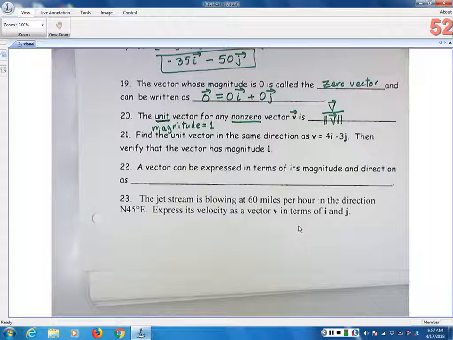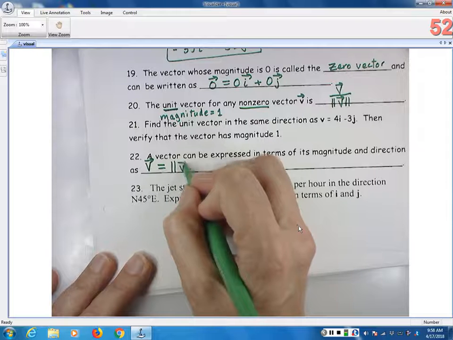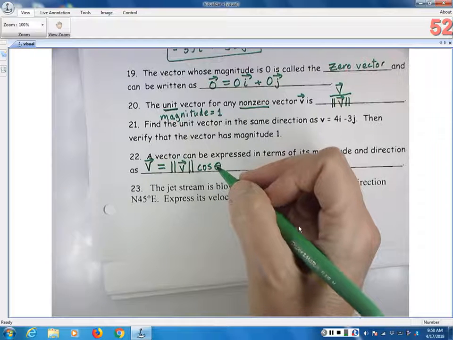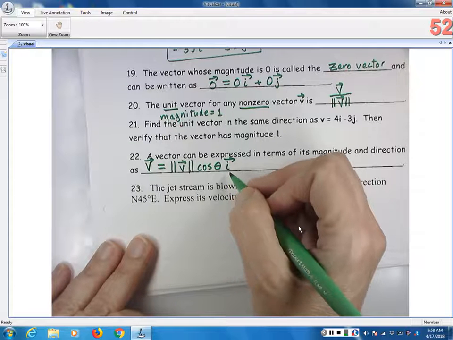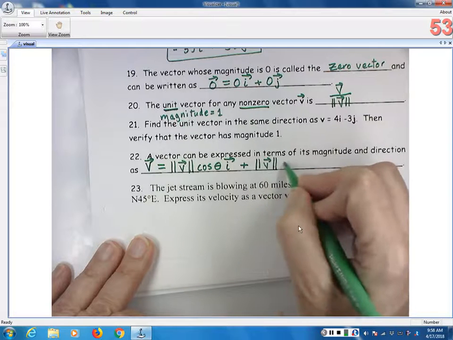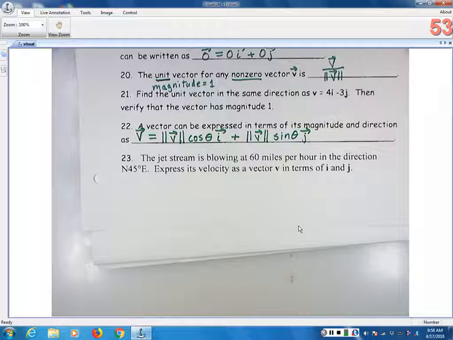A vector can be expressed in terms of its magnitude and direction as so: vector v will be equal to the magnitude of v times the cosine of the angle between it and the x-axis, i, plus the magnitude of v times sine of the angle, j. So this is why we needed to know trig to do vectors. The x component is going to have a cosine, the y component is going to have a sine in it. So we're going to use this. This is also important.